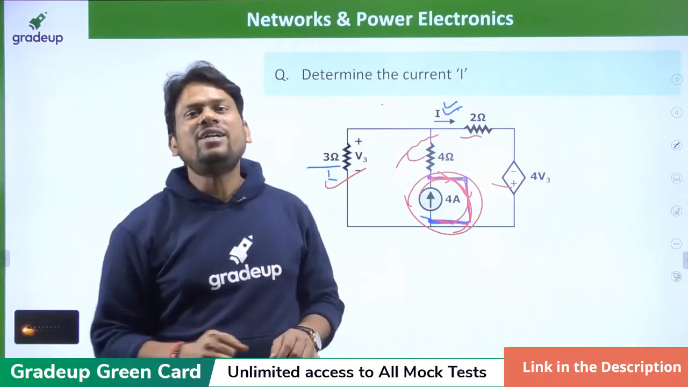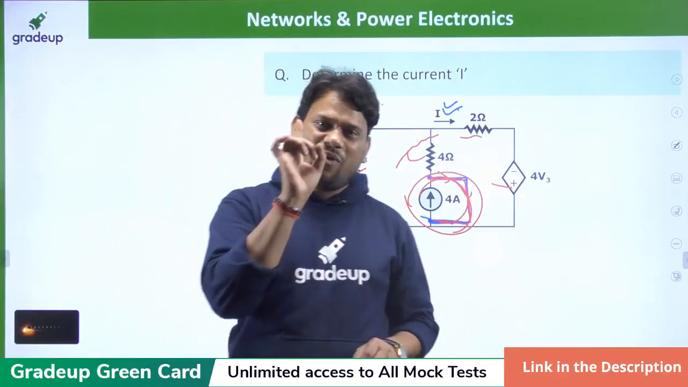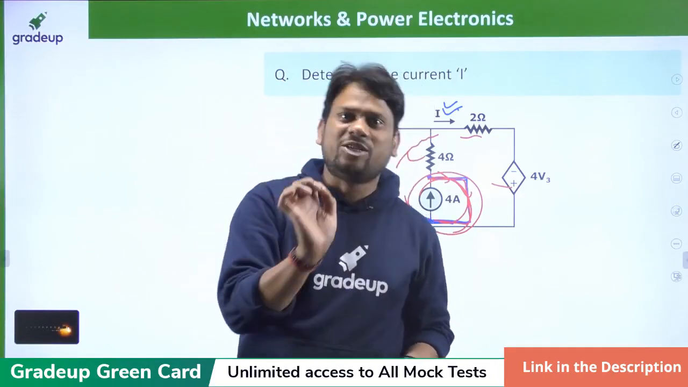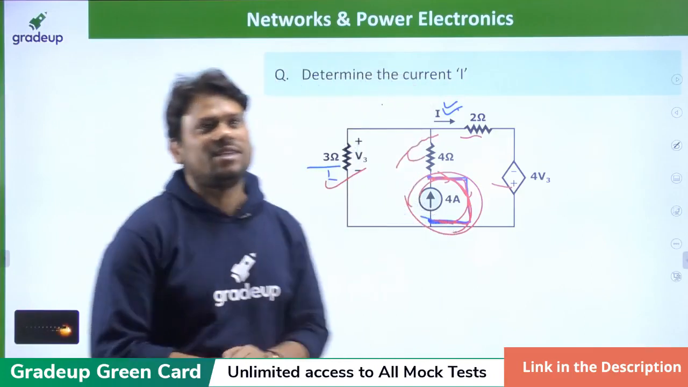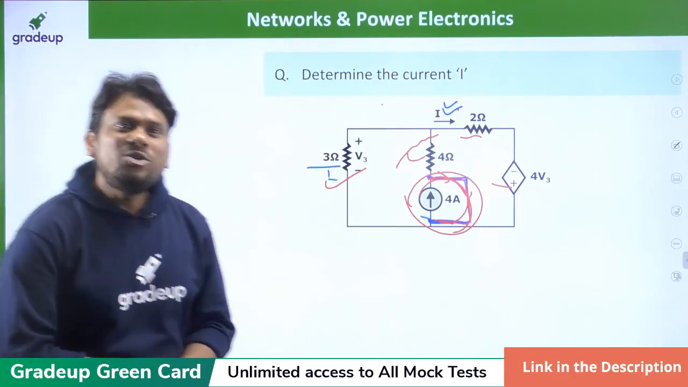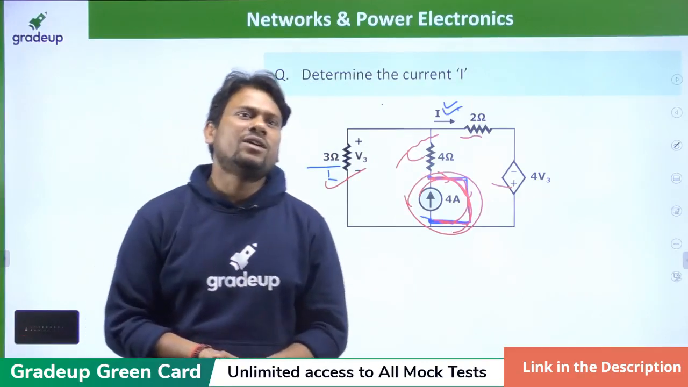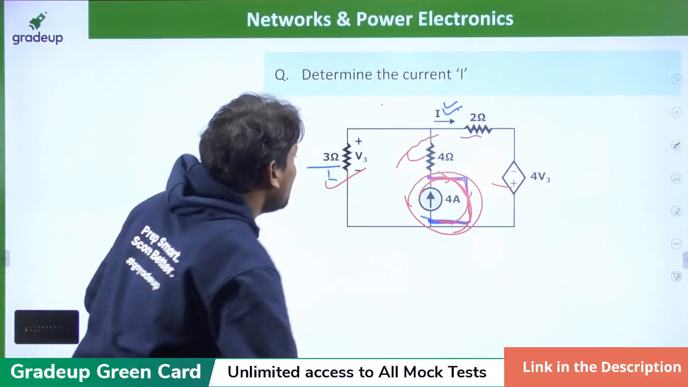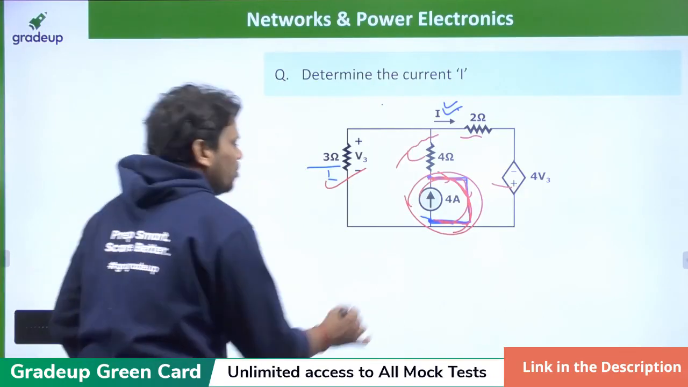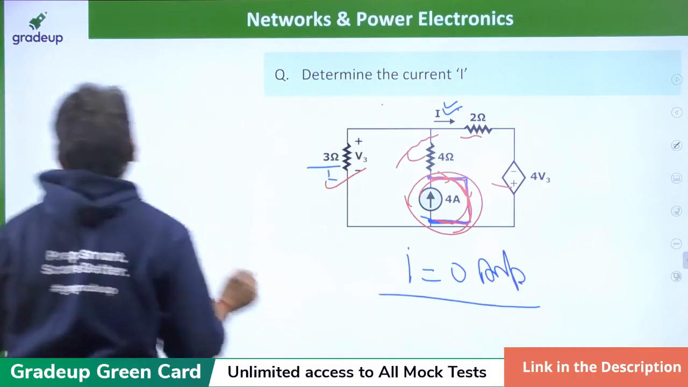So to excite our circuit or network, we always require at least one independent source. So there is no active source in the circuit since the current source is short circuited. In that case, our current I will be 0 ampere. Please mind it, beta.